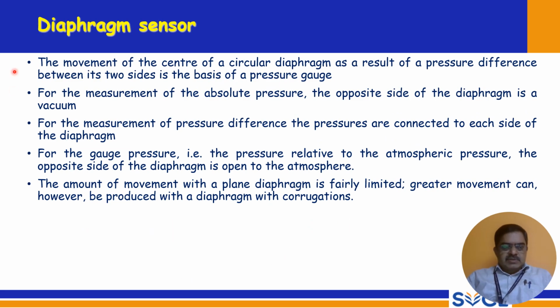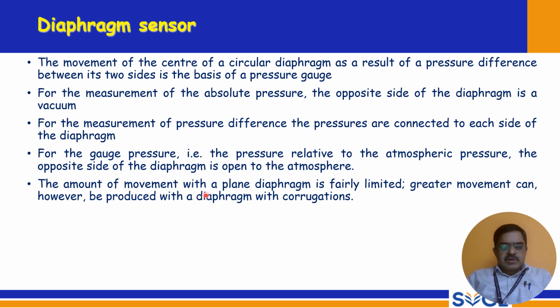Diaphragm sensor. Here the movement of the center of a circular diaphragm as a result of pressure difference between its two sides is the basis of the pressure gauge. For the measurement of absolute pressure, the opposite side of the diaphragm is a vacuum, and for the measurement of pressure difference, the pressures are connected to each side of the diaphragm. All types of pressures can be measured here. For gauge pressure, related to atmospheric pressure, the opposite side of the diaphragm is open to atmosphere.